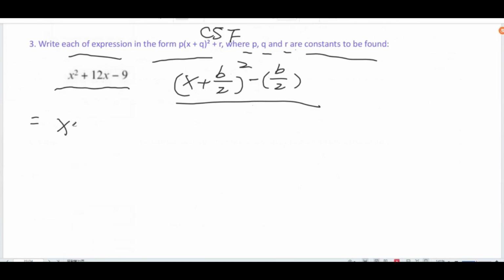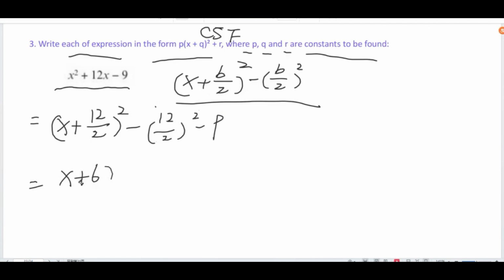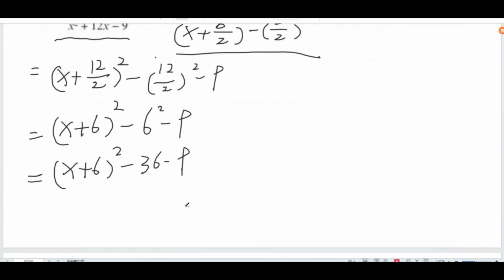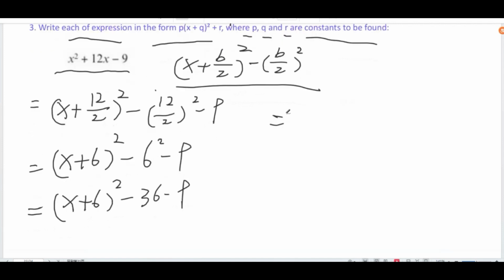x plus 12 over 2 all squared minus, sorry, I have a square, 12 over 2 all squared minus 9. It can be x plus 6 all squared minus 6 squared minus 9. It can be rewritten by x plus 6 all squared minus 36 minus 9. So finally it can be rewritten by x plus 6 all squared minus 45.